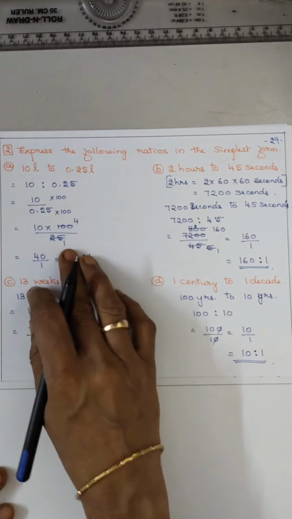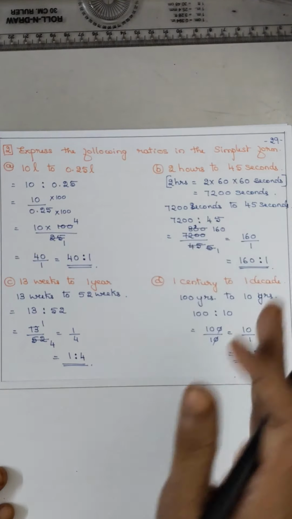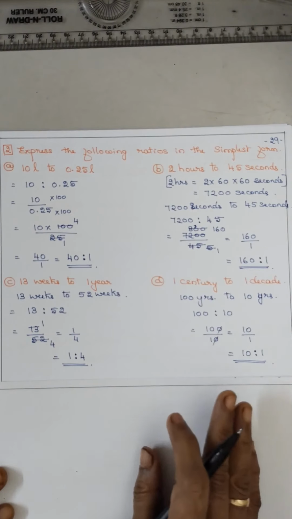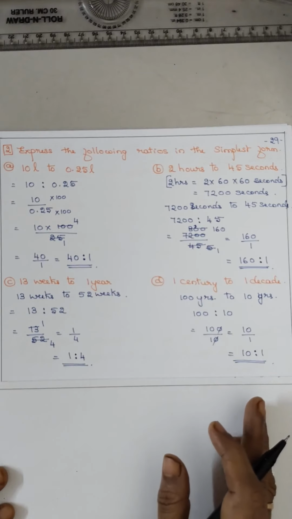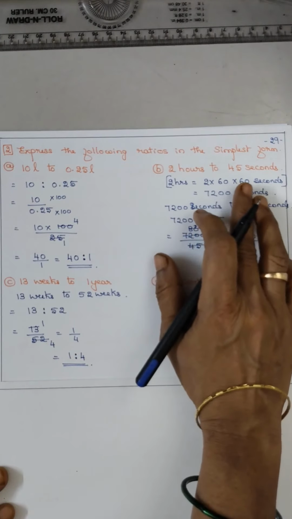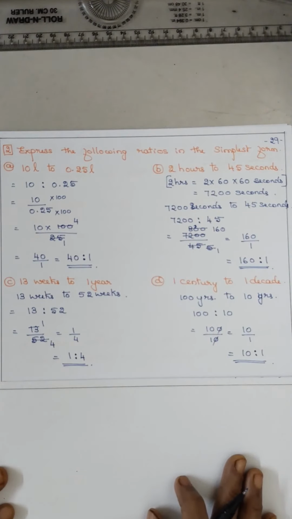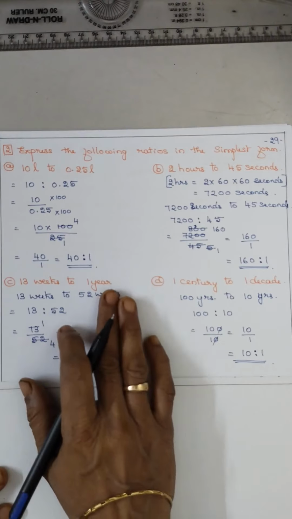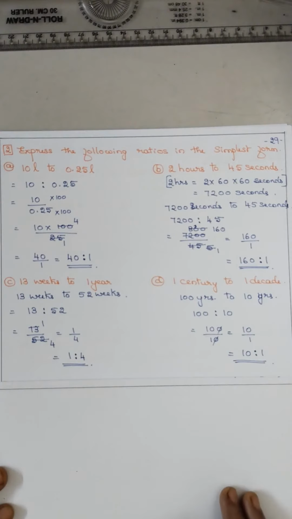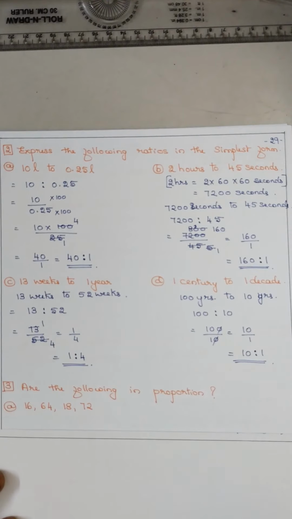So in the first sum, both the units were same. In the second, hours and seconds. Convert hours into seconds. 1 hour is equal to 60 minutes and 1 minute is equal to 60 seconds. So 1 hour is equal to 3600 seconds. So when you multiply, you get 7200 seconds. And weeks and year, 1 year is equal to 52 weeks. Century and decades both convert into years. Century means 100 years, decade means 10 years.